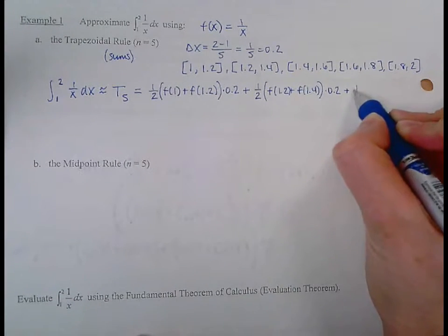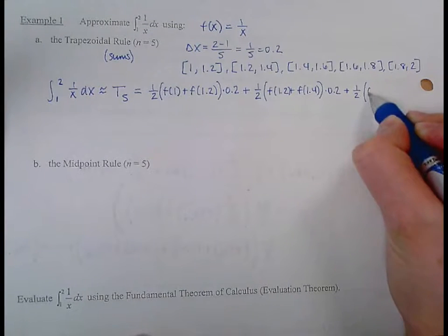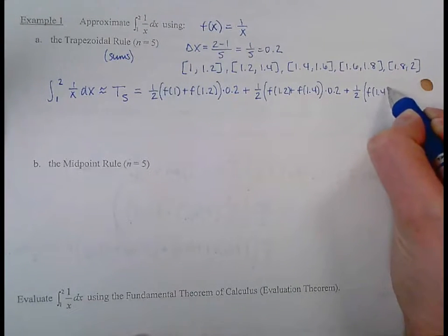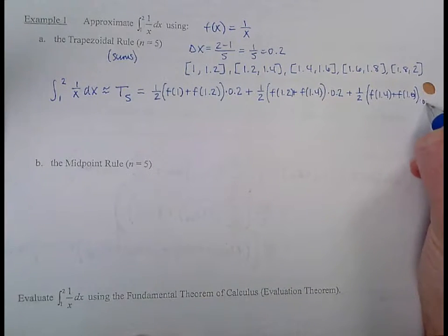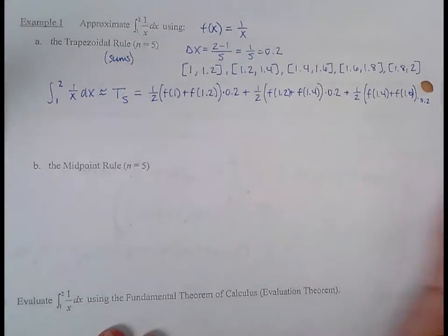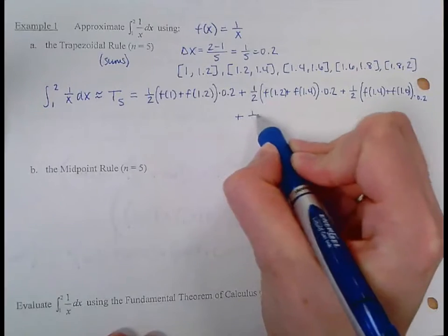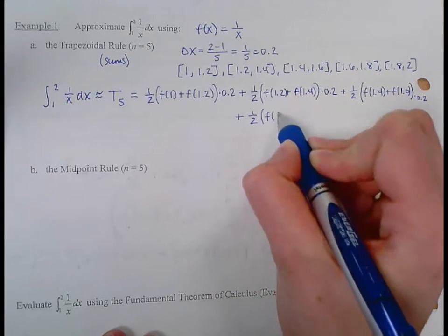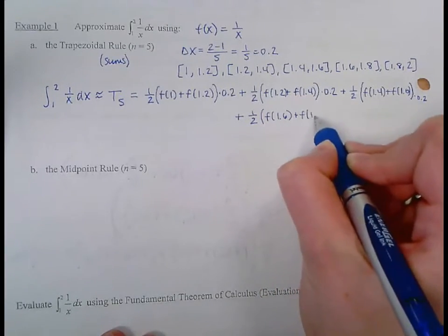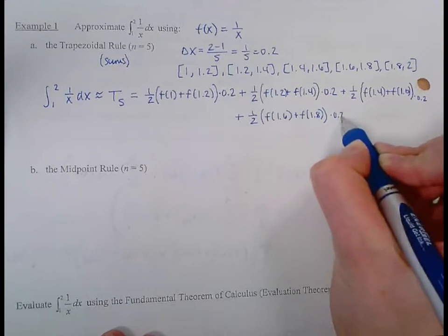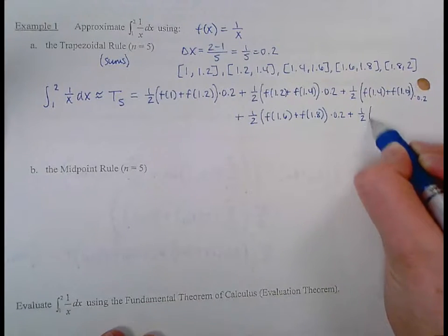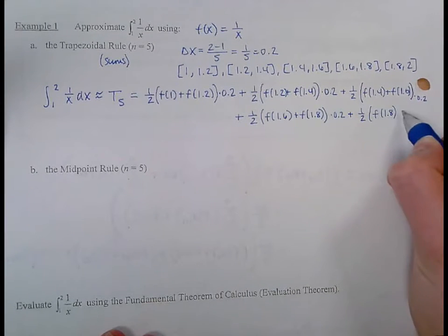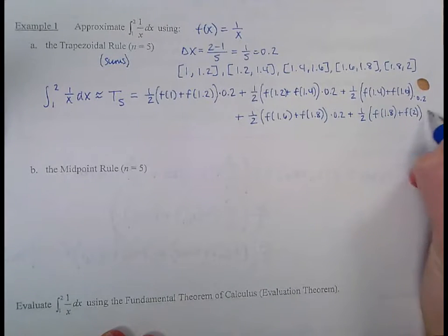Plus the third one would be 1/2 times f of 1.4 plus f of 1.6 times 0.2. Plus 1/2 times f of 1.6 plus f of 1.8 times 0.2. Plus the last one, 1/2 times f of 1.8 plus f of 2 times 0.2.